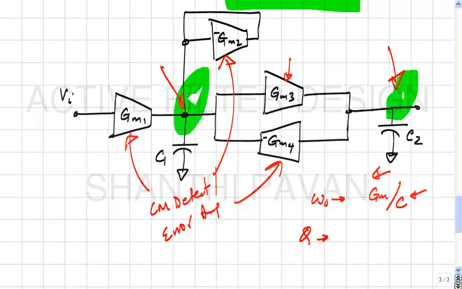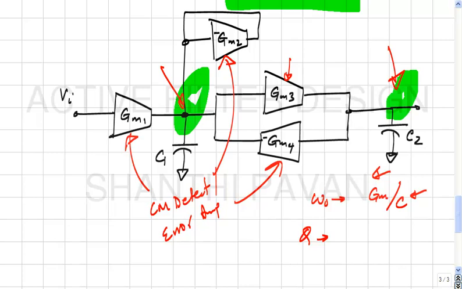So, what do you think you can do to fix the problem? If you have to fix it, this must be fixable. In other words, you must have some knob by which you can tune something in the filter, some knob to tune the bandedge. There are at least two ways of tuning the bandedge. One, vary all Gms by the same factor. Two, vary all Cs by the same factor. Or some combination of the two of them.